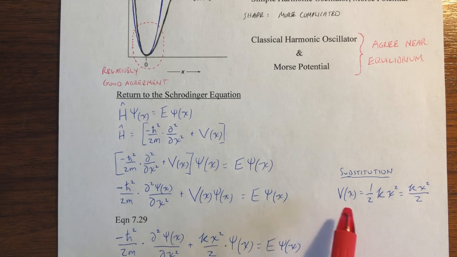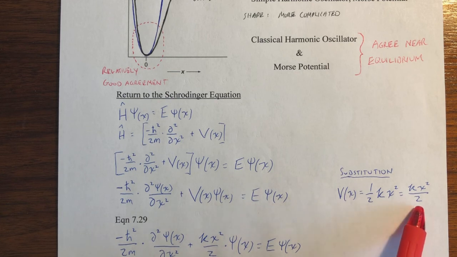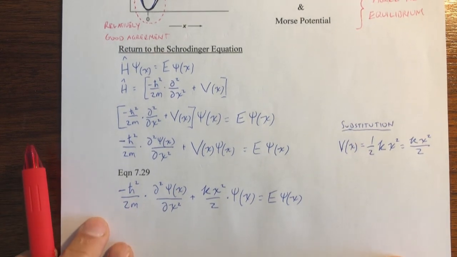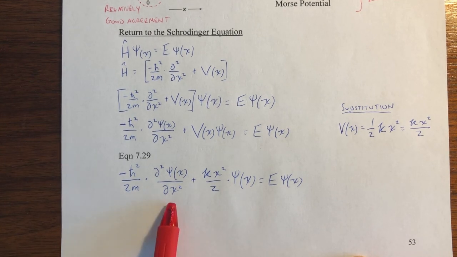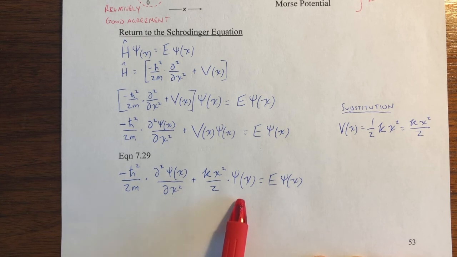Now, we can substitute in this equation for potential energy, 1/2 kx squared, where k is the spring constant. What we're going to do is simplify the equation just so that it looks like this, kx squared over 2, and we plug it in for V, and we get equation 7.29. Negative h bar squared over 2m times the second partial derivative with respect to x of the wave function plus kx squared over 2, which is our potential energy, times the wave function is equal to energy times the wave function, our eigenvalue and our eigenfunction.